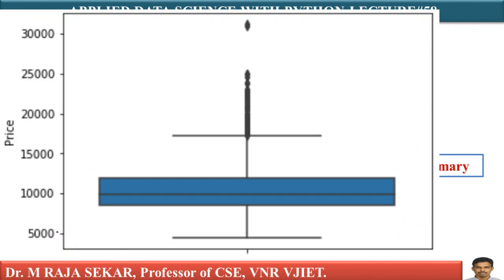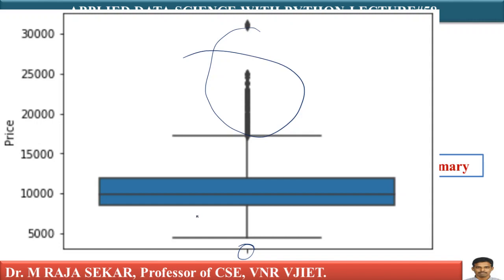The points lying above the whiskers are called outliers. Here also you can find outliers. In machine learning algorithms, identifying outliers is a very important concept. I will record separate lectures on that. For the time being, just understand outliers are extreme values. You can also have values below the whisker, and those values are known as outliers.